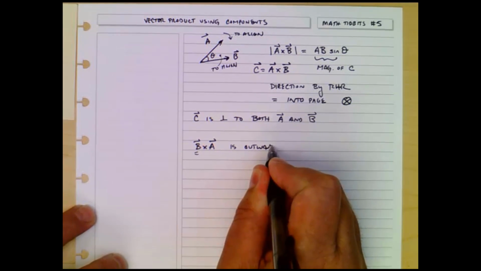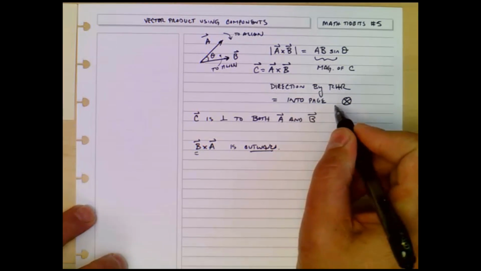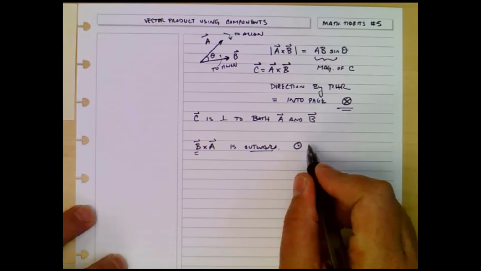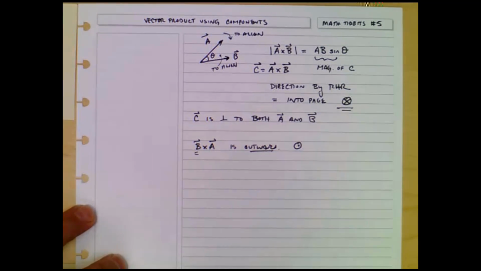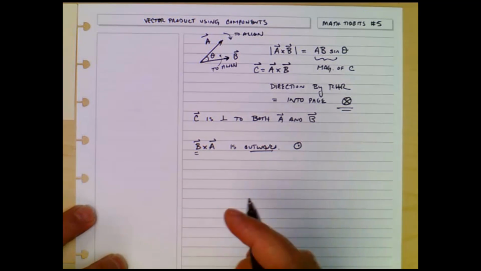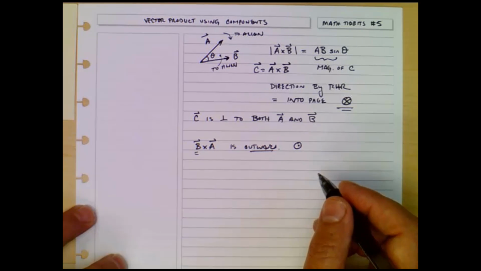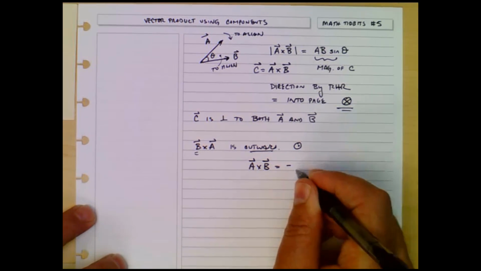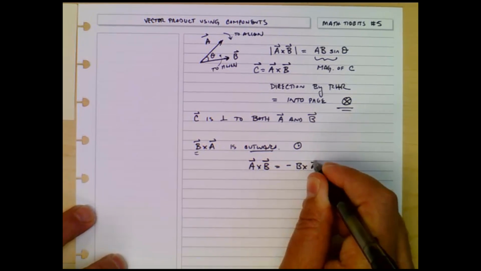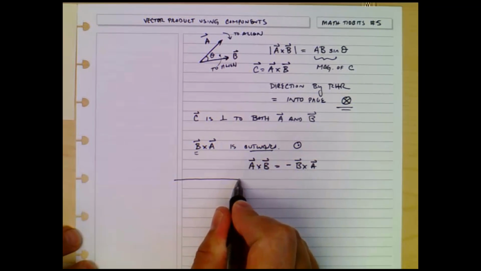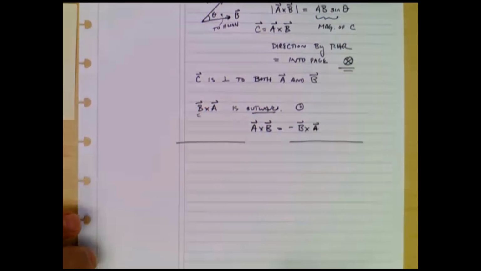That's outward. So A cross B was inward. B cross A is outward. That's an arrow looking right at you, as it were. So pointing at you. So B cross A is outward, A cross B is inward. This means that A cross B is equal to minus B cross A. Fundamental fact of the cross products. Okay, so much for that. That's more or less review of what we previously did.